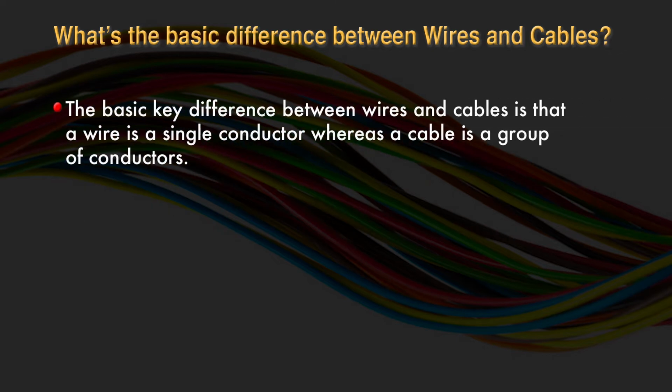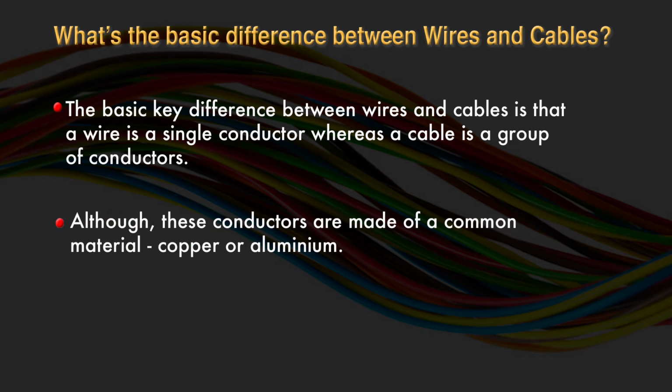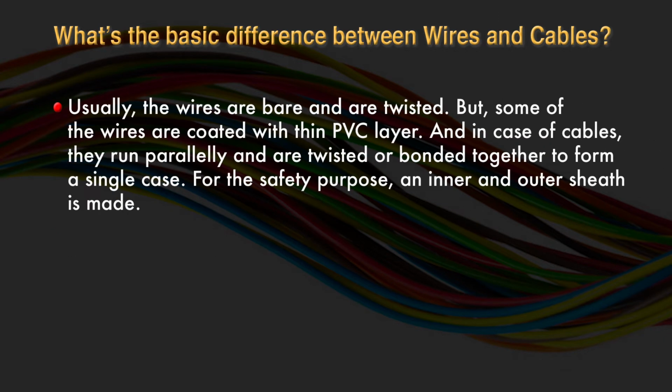The basic key difference between wire and cable is that a wire is a single conductor, whereas a cable is a group of conductors. Although these conductors are made of a common material, which is copper or aluminum, usually the wires are bare and twisted, but some wires are coated with a thin PVC layer. In a cable, the conductors run parallel and are twisted or bonded together to form a single case. For safety purposes, an inner and outer sheath is made. Now we are going to highlight what a wire and a cable are.